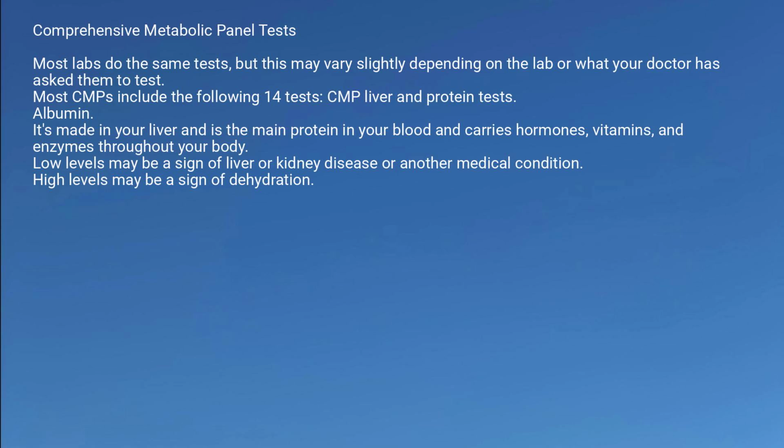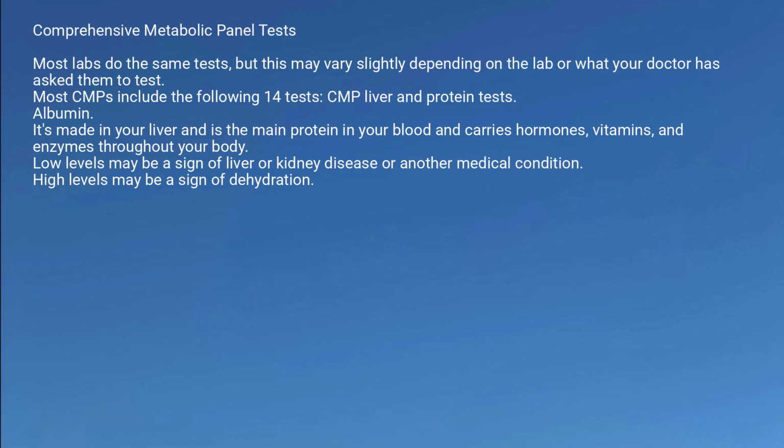Comprehensive metabolic panel tests. Most labs do the same tests, but this may vary slightly depending on the lab or what your doctor has asked them to test. Most CMPs include the following 14 tests. CMP liver and protein tests.